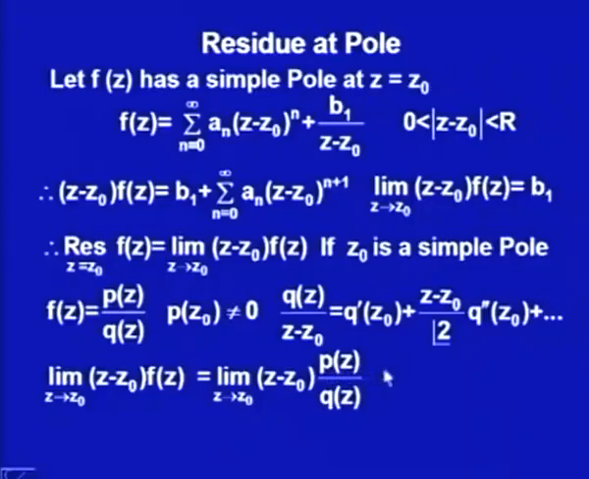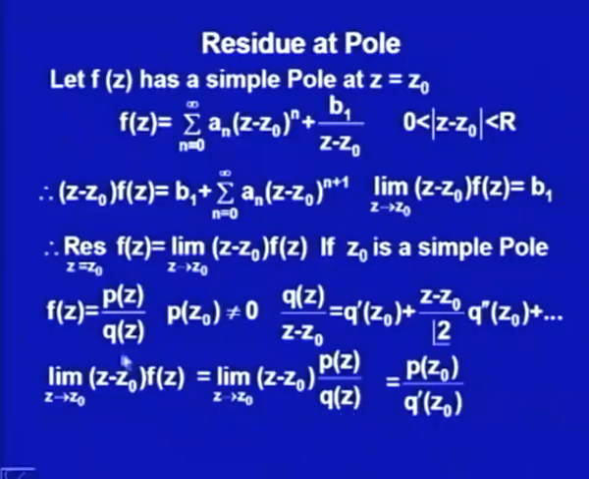So I would get p(z0) plus (z minus z0) times p'(z0), and so on. The terms which do not involve z minus z0 are p(z0) in the numerator and q'(z0) in the denominator. All other terms would involve z minus z0, so as z approaches z0, all these terms will vanish. What it says is I would get p(z0) upon q'(z0). This is a little simpler. We do not have to really find out the limit.